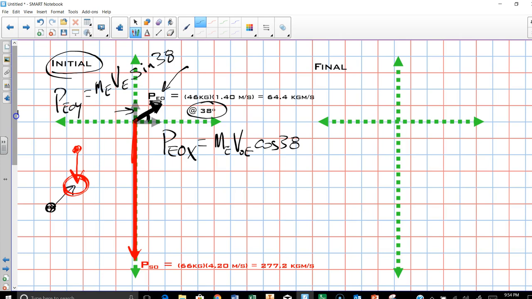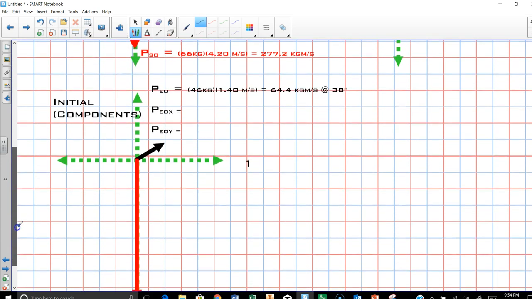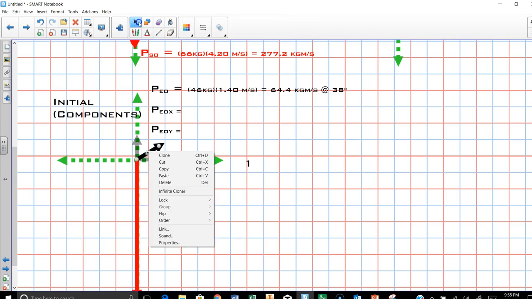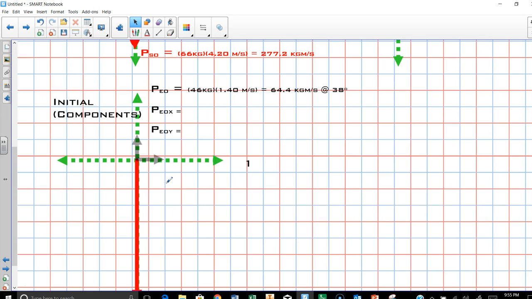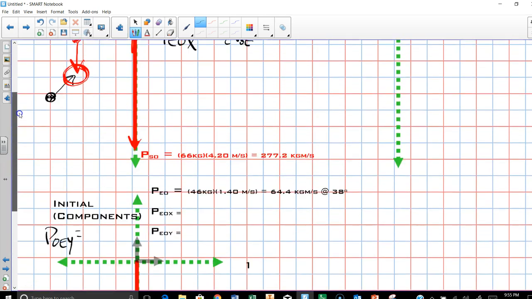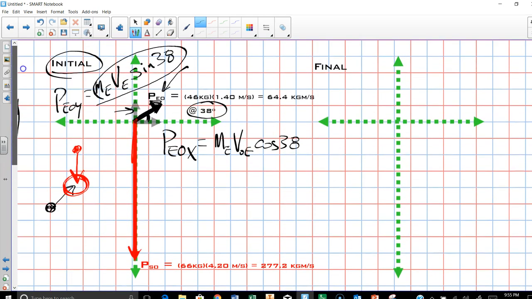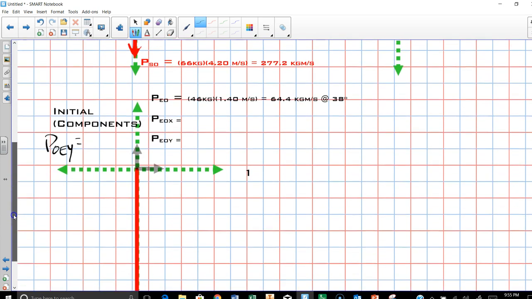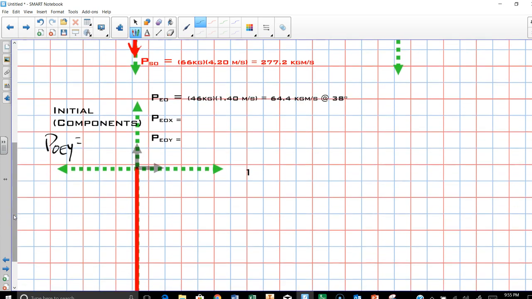So down here, I'm going to take it another step. I'm going to actually just draw the components. Something like that, and I'm actually going to get rid of that. So I have the original y component of the east person, which would be whatever I get when I multiply all this stuff together. We can do that.